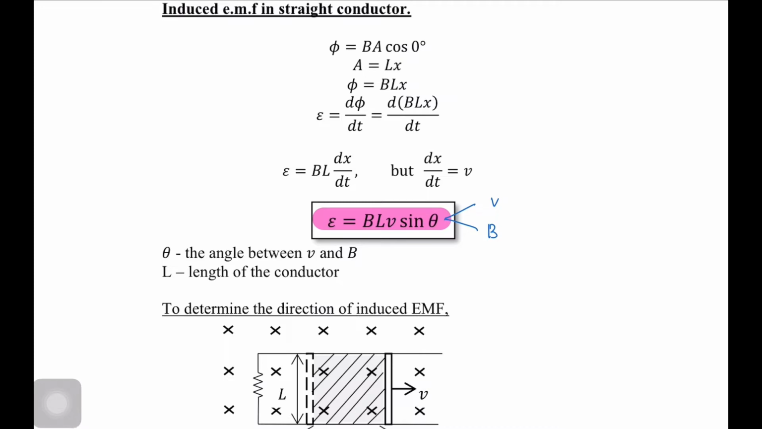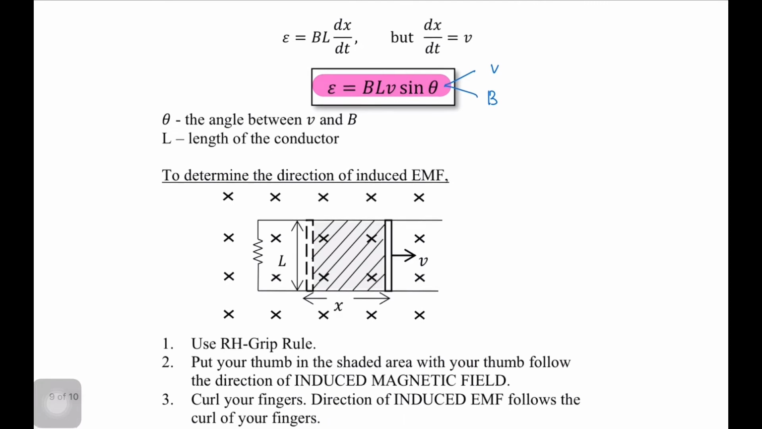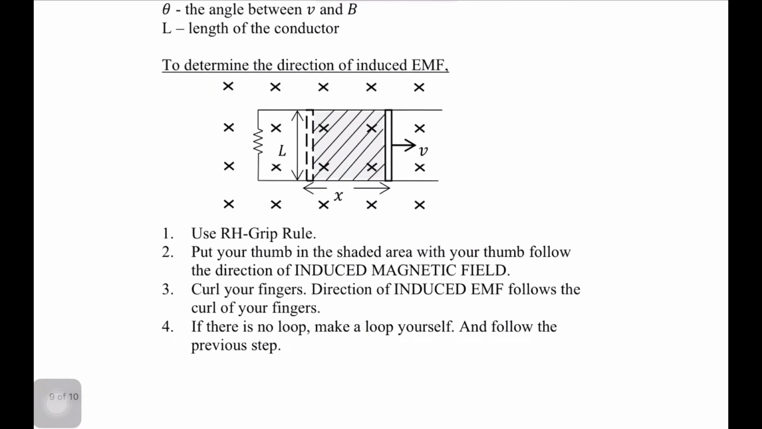How to determine the directions of induced EMF? So you can see down here. To determine the directions of induced EMF, same as before, we're going to use the right hand grip rule. Okay, so if we look at Lenz's law flow chart, first of all we have to determine the direction of the external magnetic field. So if you look at the example here, it's X, so X means the external magnetic field is going into the page. Okay, so as we're moving our straight conductor to the right, for example it's moved to here.